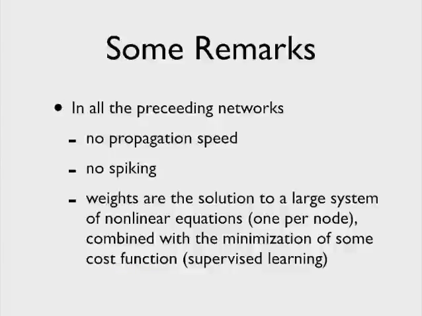Now, in all these networks, what's been neglected? There's nothing about propagation speed. Information goes from one neuron to the other at a fixed speed, infinite. And there's no spiking. There's no concept of spiking. All information gets to the neuron at the same time, and then it's your nonlinear function. There's no threshold, nothing. And okay, so that's it.